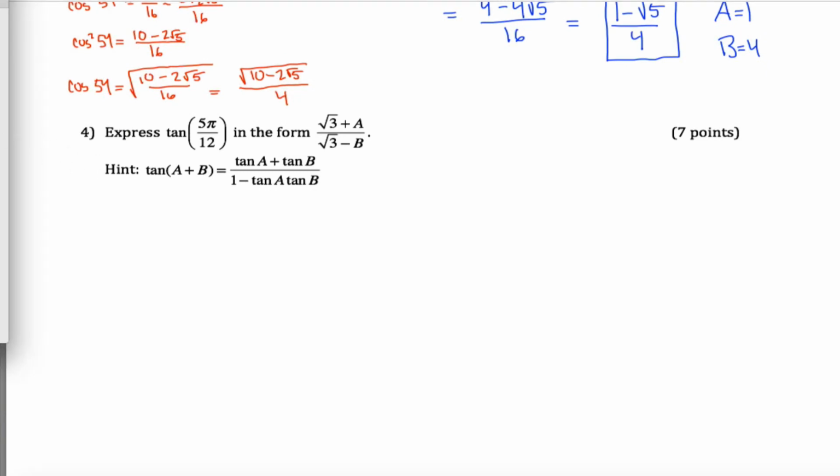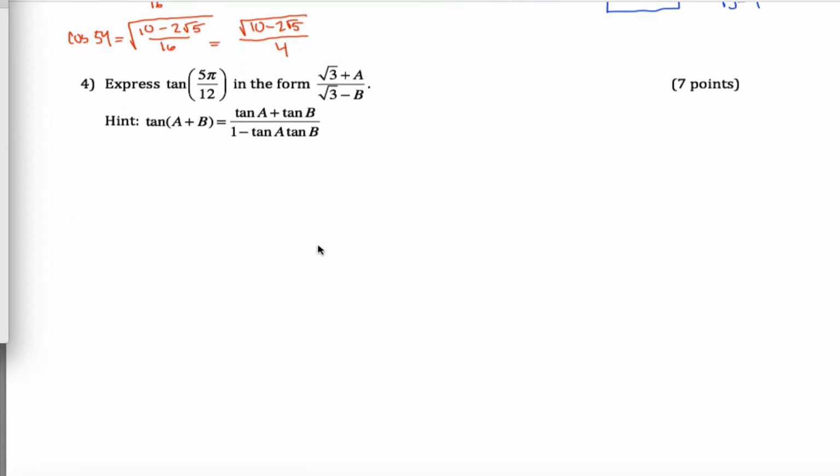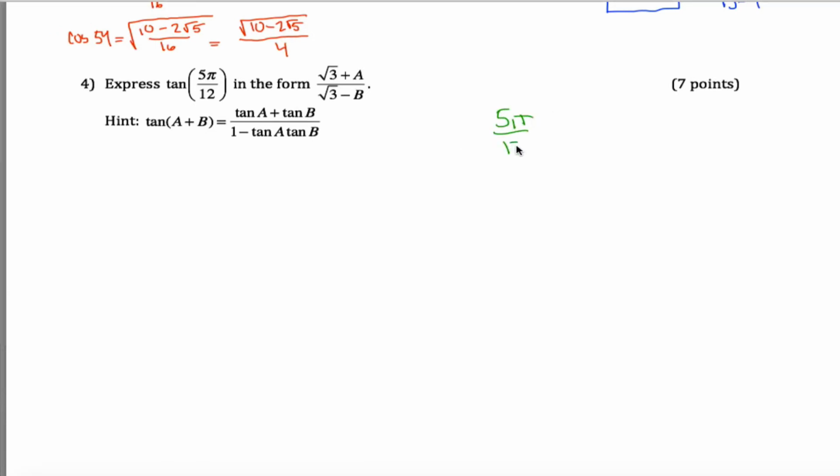Tangent of 5 pi over 12. Whew, in this form. Well, I don't know. You might like radians. I don't like radians. I'm going to first convert to degrees. I'm going to say 5 pi over 12 times 180 divided by pi is, let's see, the pi's would cancel out and I'd get 5 times 180 divided by 12.